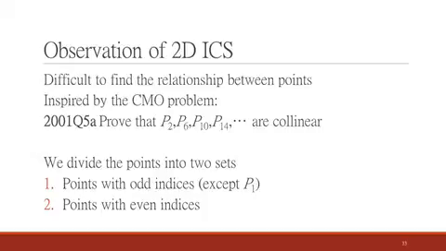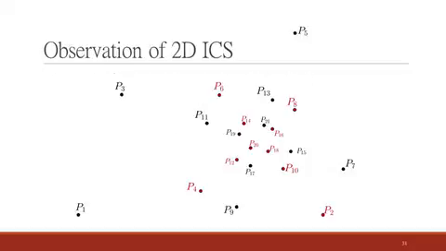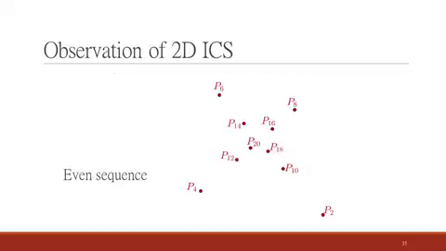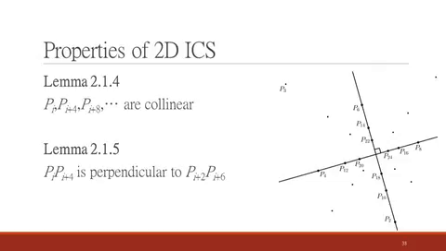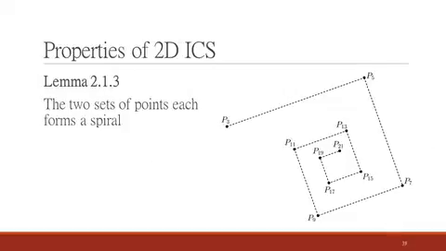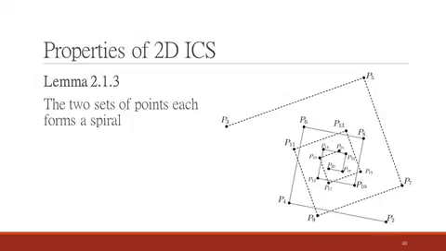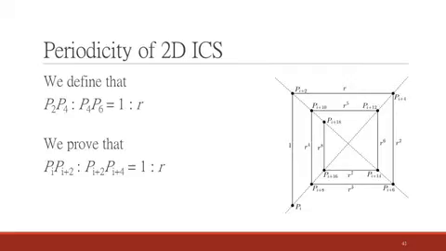So, inspired by the CMO problem, we would like to divide the points into 2 sets according to their parity. Here is the even sequence, while this is the odd sequence. We have also proved some of the properties of the 2D ICS as shown. Moreover, the 2 sets of points each form a spiral as well. And in the spiral, the ratio of the consecutive sides is 1 to R squared and so on.